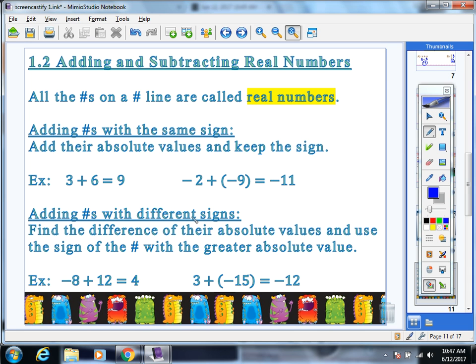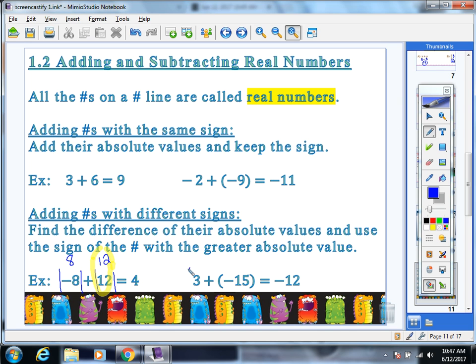If you're adding numbers with different signs, this is where it gets a little more complicated. You have to find the difference of their absolute values and use the sign of the number with the greater absolute value. For instance, the absolute value of -8 is 8. That's 8 units from 0 on a number line. The absolute value of 12 is 12. So right now, the larger absolute value was the positive number. That's why my final answer is positive, because I do 12 minus 8, it's 4, and it stays positive.